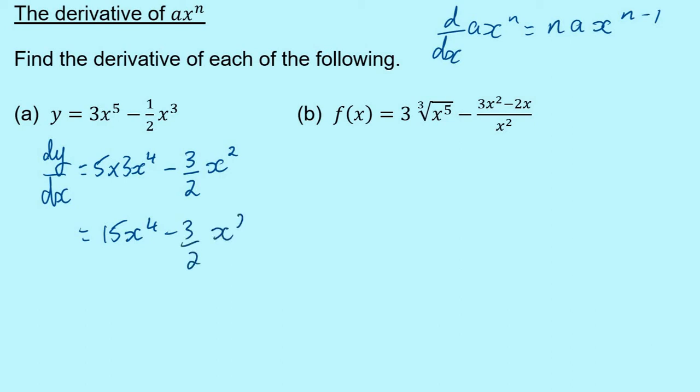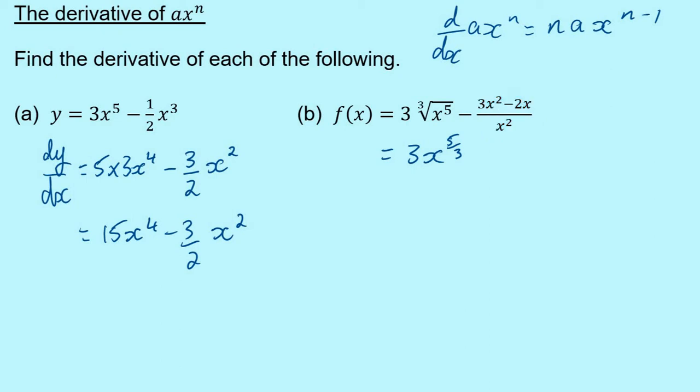So there's no real tricks to that first one. In the second one, there are a couple of tricks. The first trick centers around the first term, and that requires us to write that in index notation. The second term also requires some work because it's not in the form ax to the power of n.